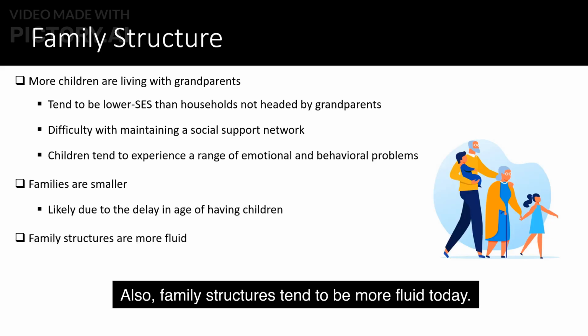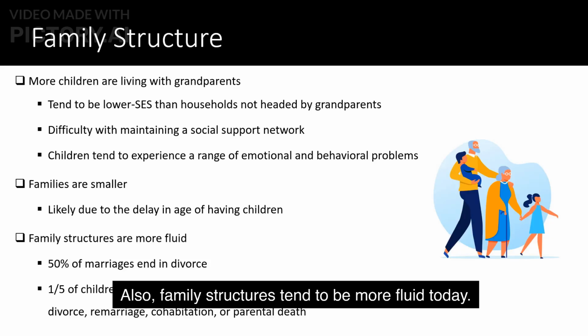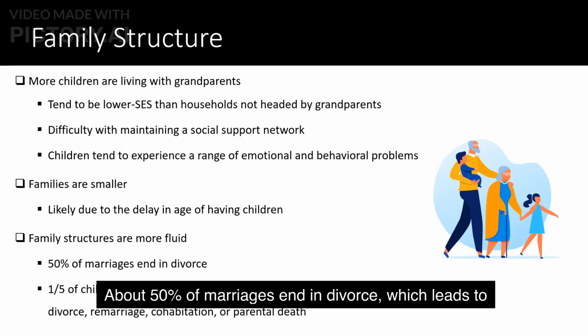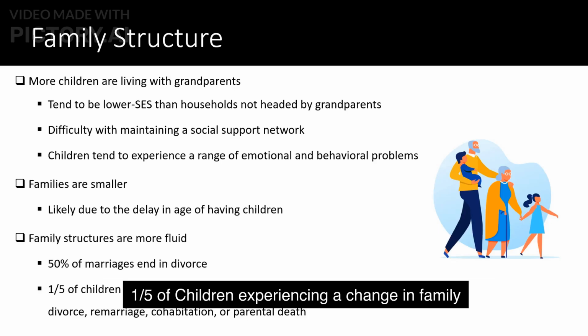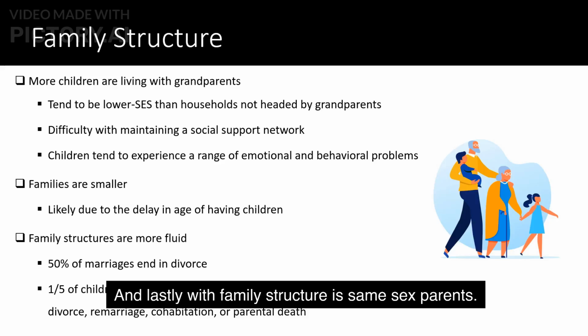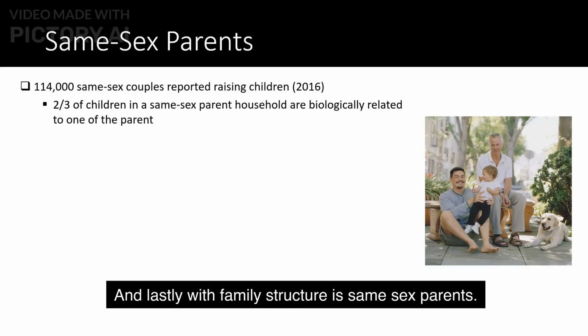Also, family structures tend to be more fluid today. About 50% of marriages end in divorce, which leads to 1/5 of children experiencing a change in family structure due to parents separating, divorce, remarriage, cohabitation, or even parental death. And lastly, with family structure is same-sex parents.